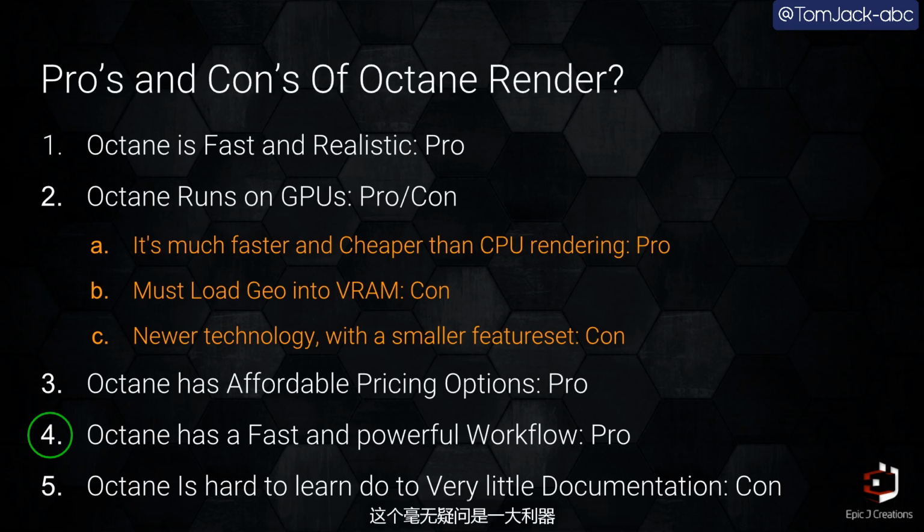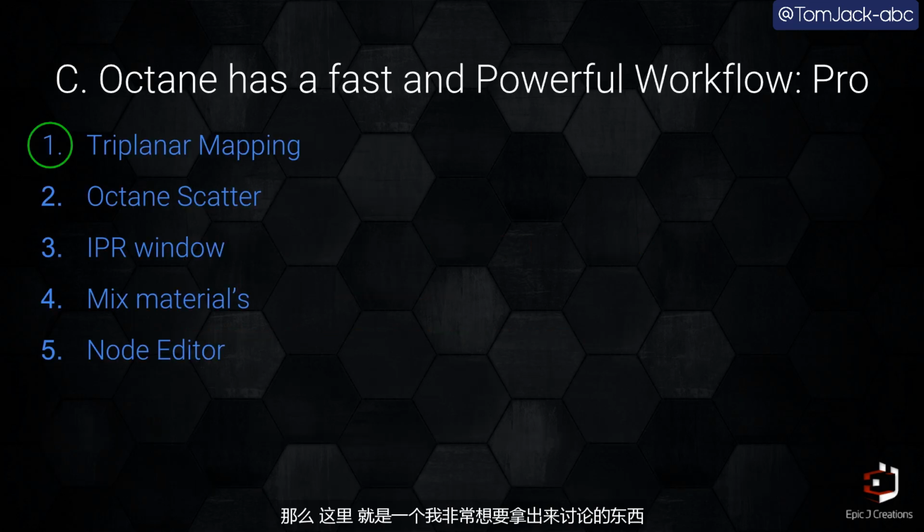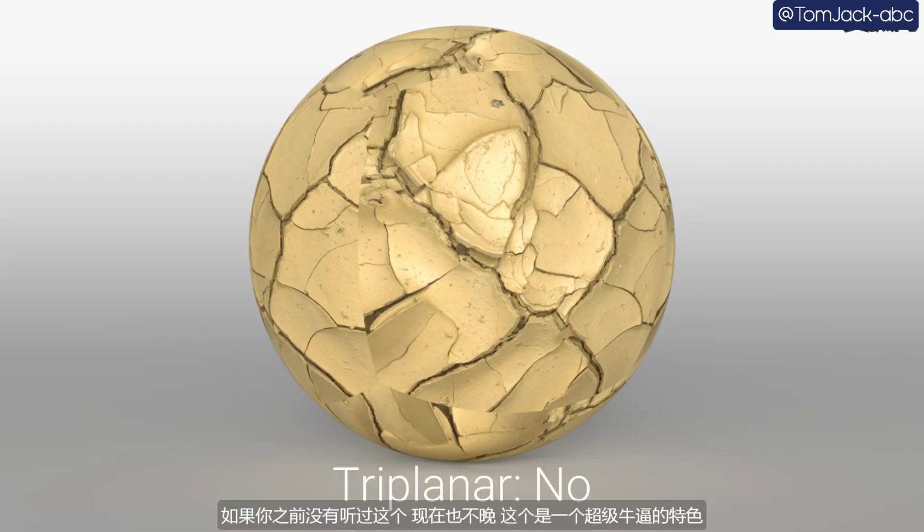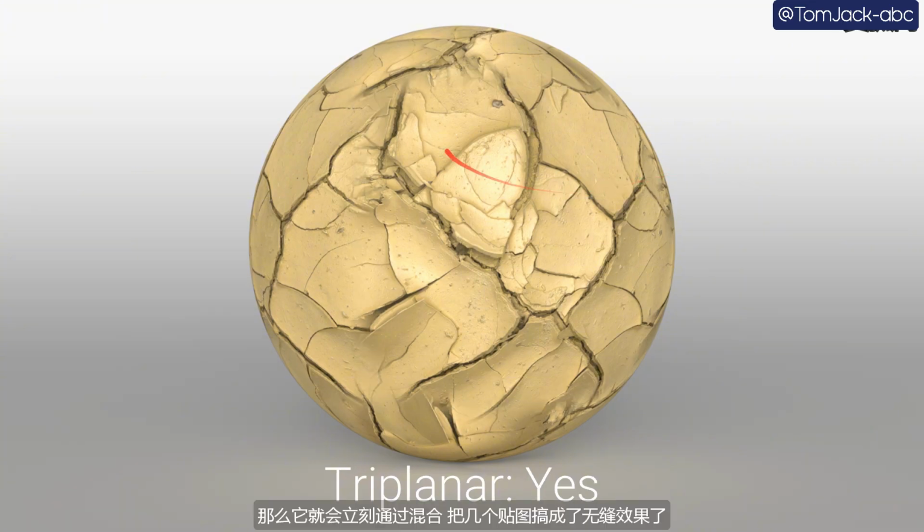This is definitely a big pro and a benefit. Now this is a big set of really cool features that I want to talk about here, so I'm actually going to divide this up into a few pieces. One of them is a slightly new feature to Octane called the triplanar mapping. If you haven't heard of this before, it's a really awesome feature where you can basically take a material that's not designed to be seamless, like say this material here. See how we have all these seams popping up on our object? And if I turn triplanar on, it'll instantly make it seamless and blend those seams together.